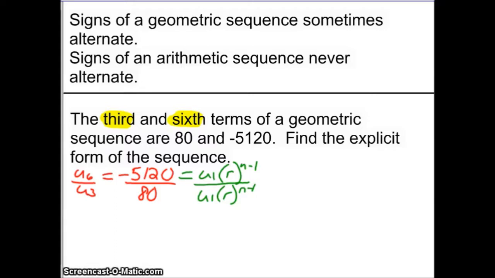But what I'm going to do now is plug in, since I know that this is the sixth term and the third term, 6 and 3 for n. So I have U sub 1 times r to the power of 6 minus 1, which is 5. And on the bottom, I've got 3 minus 1, which is 2.